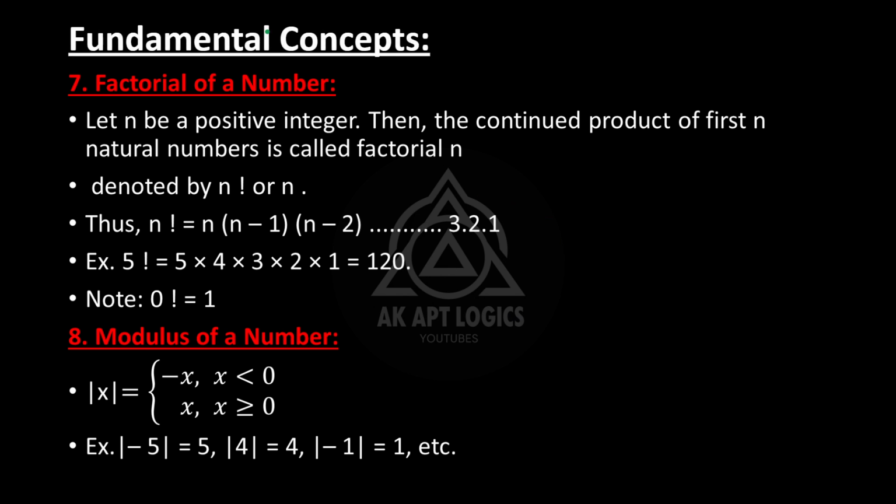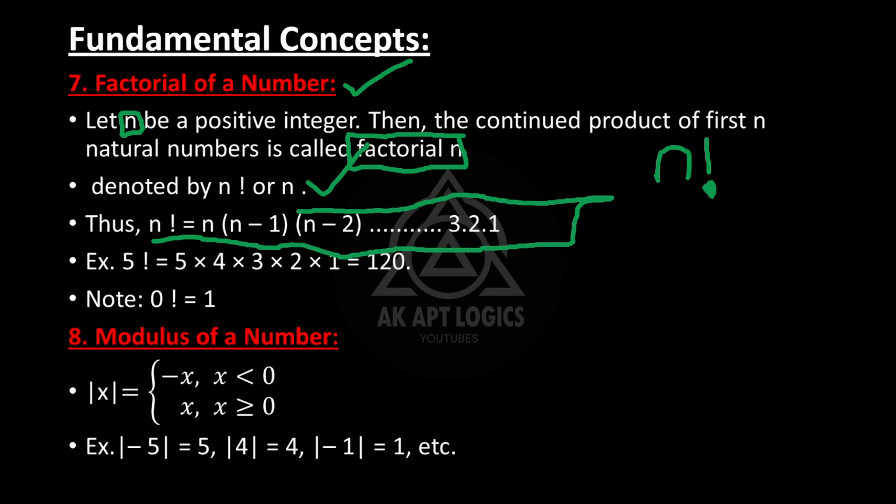So first, the factorial of a number. Let n be a positive integer, then the continued product of its n natural numbers will be called the factorial of n. The factorial of n is denoted by n and an exclamation mark. Like this we denote the factorial of a number. This is the general form of the factorial of a number.